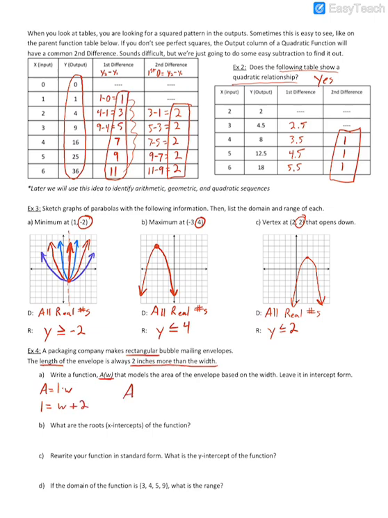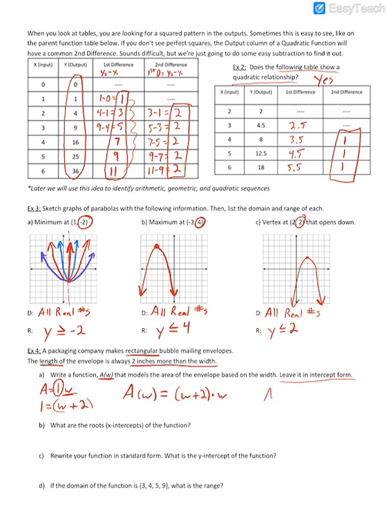So now, to get the area based on the width, I'm going to substitute. Instead of using L in my equation, I'm going to use W plus 2. And instead of using, well, no, I'll just use the W, right? So it's basically going to be W plus 2, that's my length, times W. I want to leave it in intercept form. Why is this intercept form? Well, because this is kind of like this.